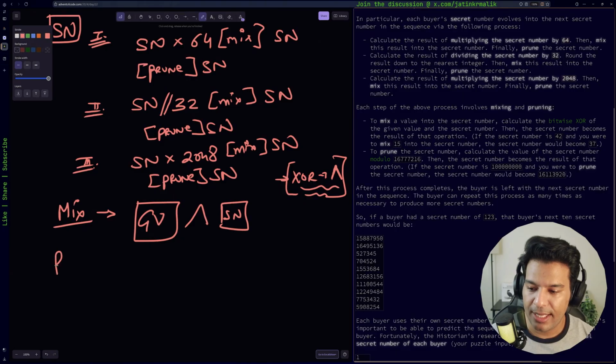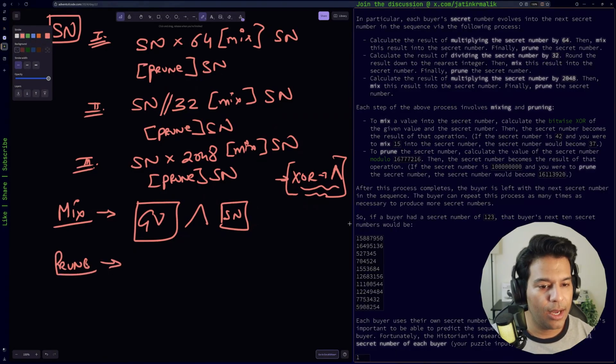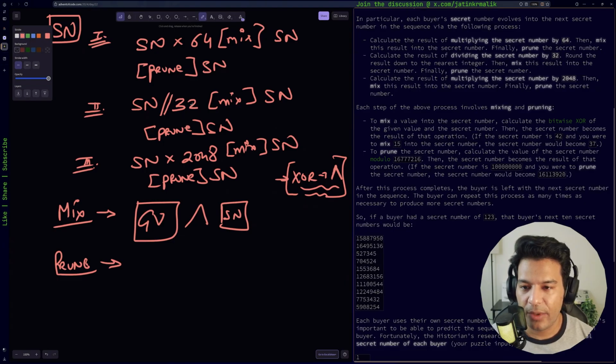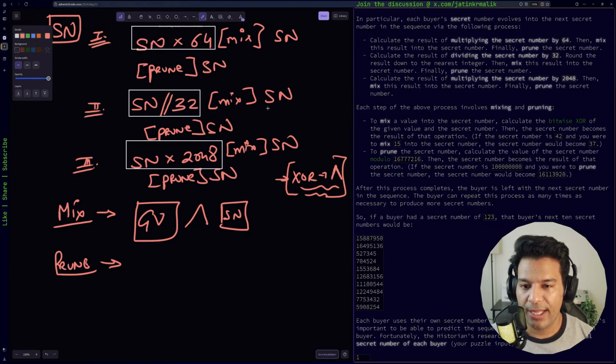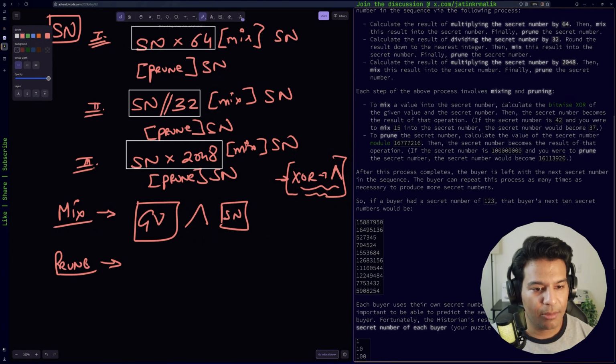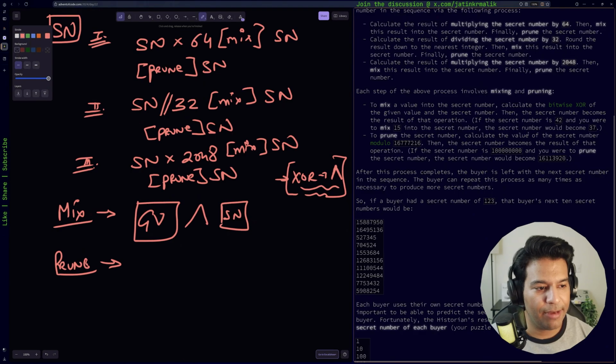Similarly, we have another process. This was mix, and the other process is called prune. Here we were mixing this into this, so I think this becomes our GV and this is the SN. And then we are just pruning the secret number. To prune the secret number, calculate the value of the secret number modulo 16,777,216.